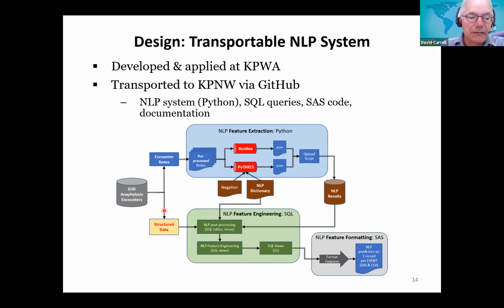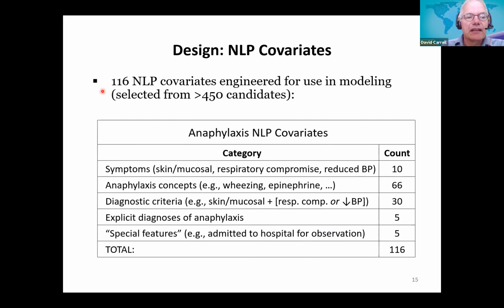The code for getting the structured data was also part of this package. These are the 116 NLP covariates that we operationalized for this model. Many of them had to do with those concepts that you saw in the colored slide with the different symptom groups. We also had 30 NLP covariates that just captured the diagnostic criteria. For example, skin or mucosal involvement plus either respiratory compromise or reduced blood pressure. That is one of the criteria for clinically diagnosing anaphylaxis.